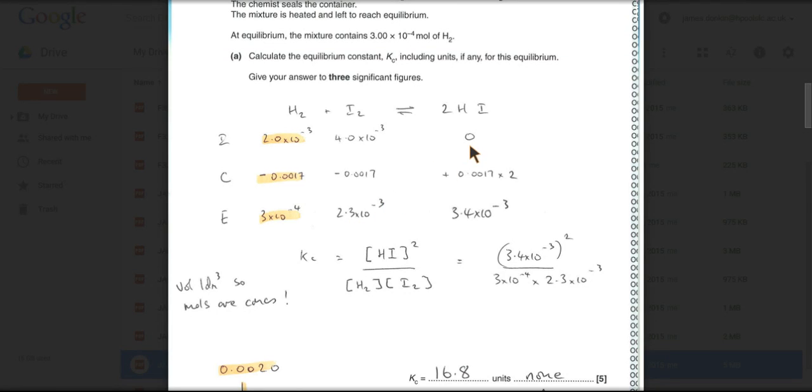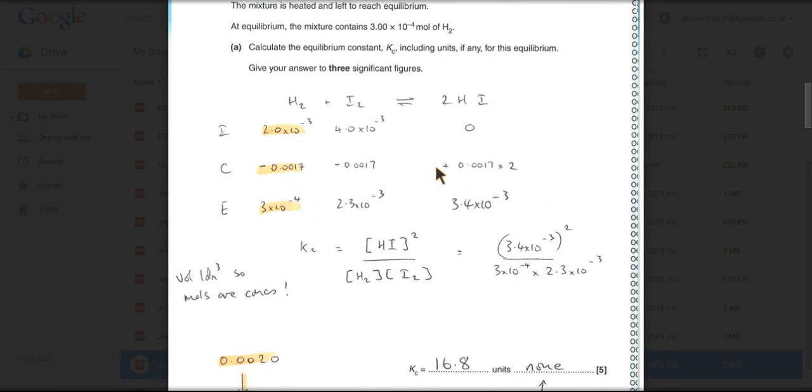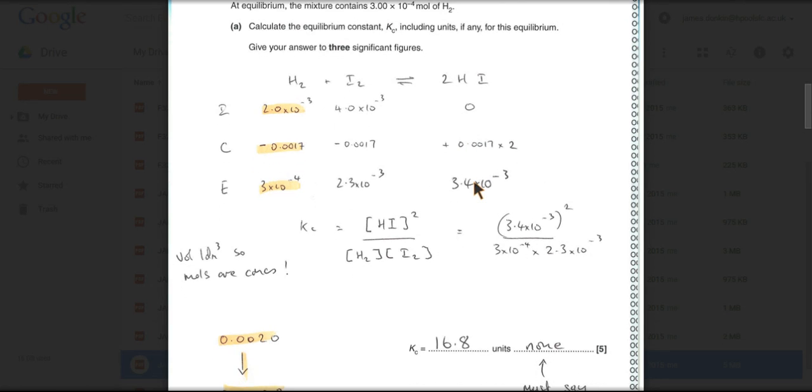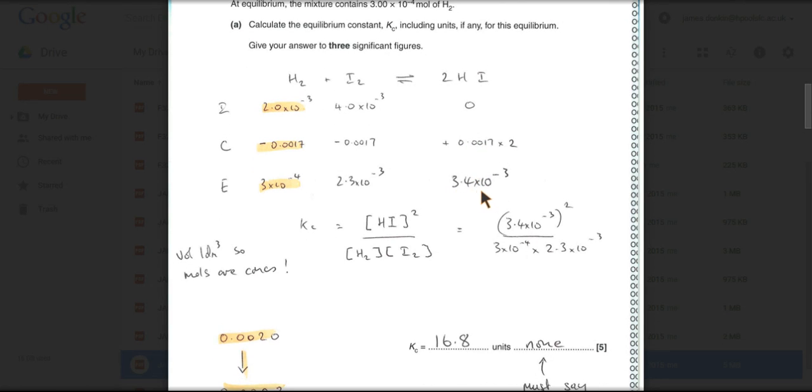The change in the HI, we've got to factor in the mole ratio here. So that's a 1-to-2 ratio. So we're going to get twice as many moles of these produced. So that's an increase, plus 0.0017 times 2. So that's going to mean that at equilibrium we'll have this many moles of HI.